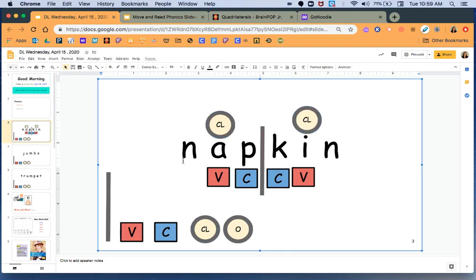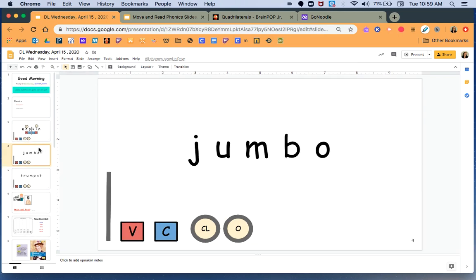So let's go ahead and say our closed sound. Remember, that's going to be our short vowel sound. So here we go. N, ap, nap, k, in, kin, napkin. Napkin is a two-syllable word. Okay, let's try this one.